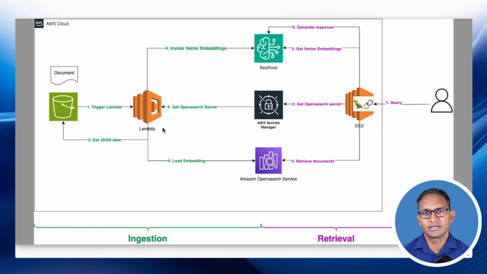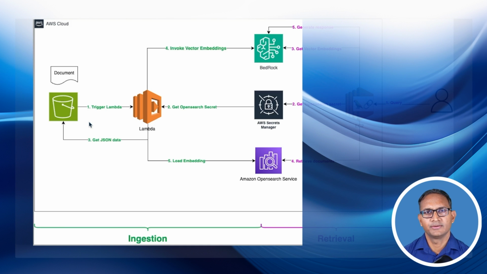There are 2 parts to this architecture. The first part is the ingestion, where you load the documents into your S3 that triggers the Lambda function, and then the Lambda function utilizes the Bedrock service for embeddings and pushes those vectors into the OpenSearch service.